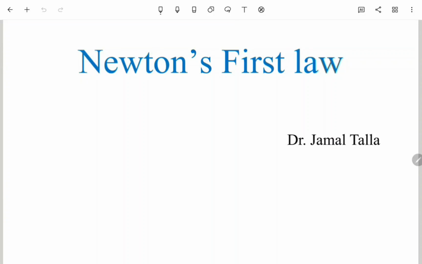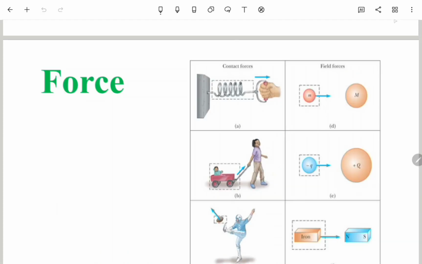Hi everyone, let's start our lecture with Newton's first law. Before going further with Newton's first law, let's define force.